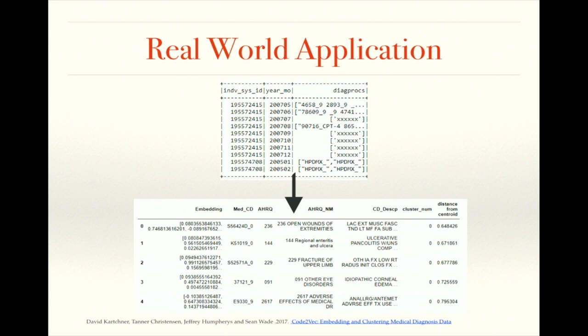For each AHRQ category, since it's a categorization, the codes will be categorized under those AHRQ categories. Now I get the mean of the embeddings of all the codes that belong to the same category, so that I can say this is the mean vector of this general category, and then plot it in space. I did that for all the categories. I ran k-means with the number of clusters set to the number of general disease categories, and initialized the centroids of k-means as the mean vectors of these categories, and see how it goes.